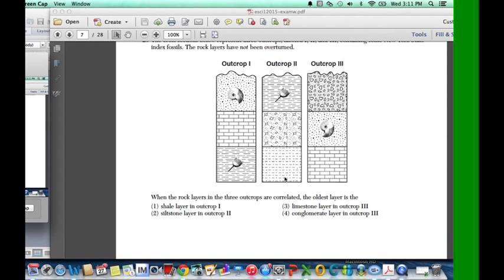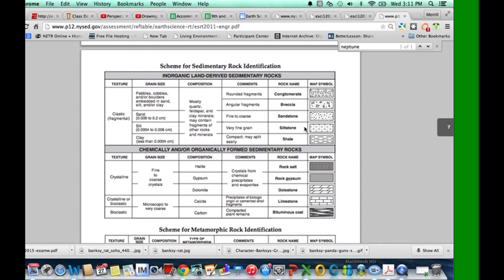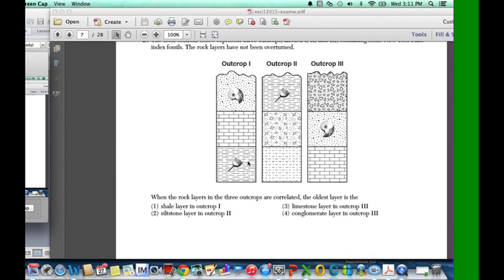So in order for us to figure out what this one is, we have to go to our reference table, look at the rock layers. As you can see, it is siltstone if you compare the image. So we know that siltstone in outcrop 2 is the oldest. So let's take a look at where the answer choices are, where they mentioned siltstone, which is number 2. Layer in outcrop 2 is the correct answer.